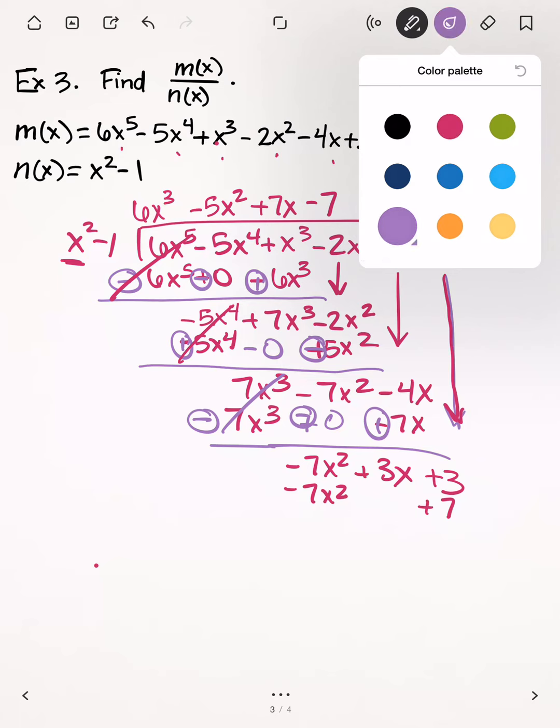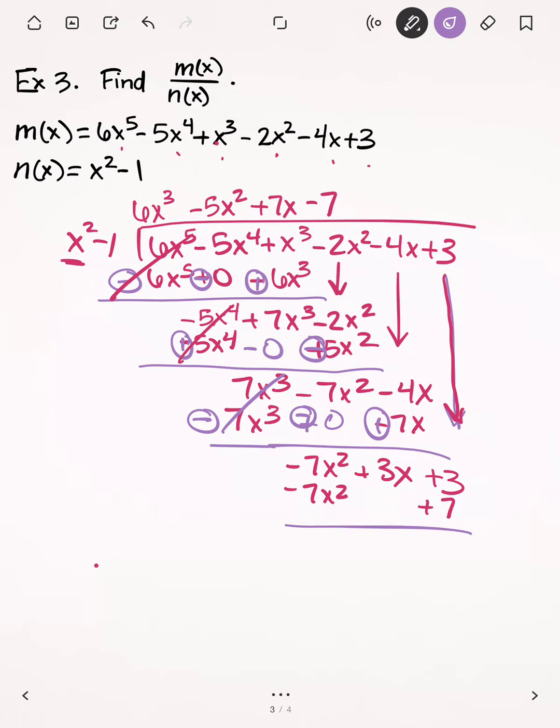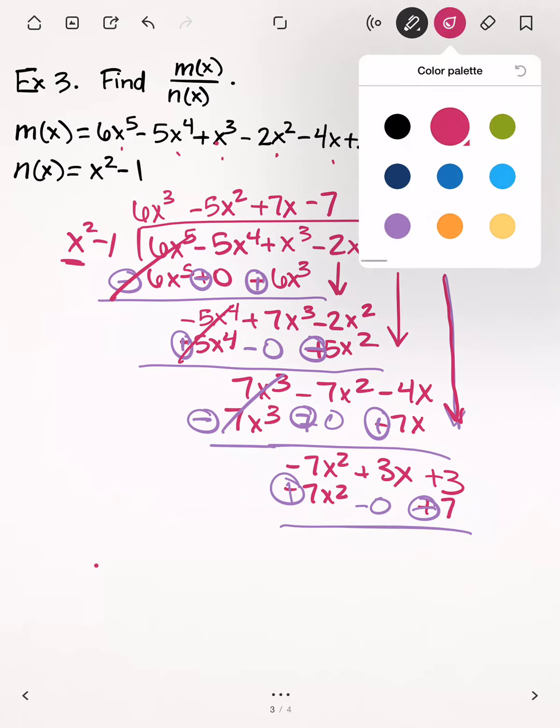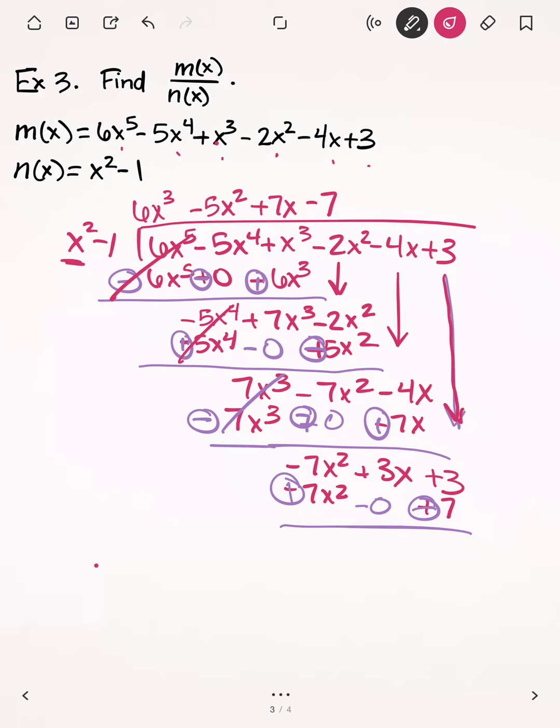This is where I switch the colors. Hopefully I don't forget to switch back. Draw the line, change the signs. Again, that's just a 0. Change my signs, switch back. So here we go. Those cancel out. The x squareds, bye-bye. We have a 3x, and a 3 minus a 7 is a negative 4.